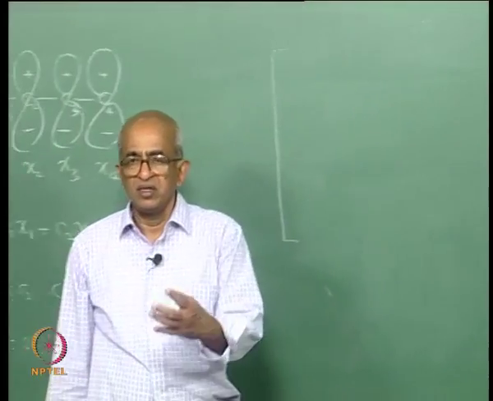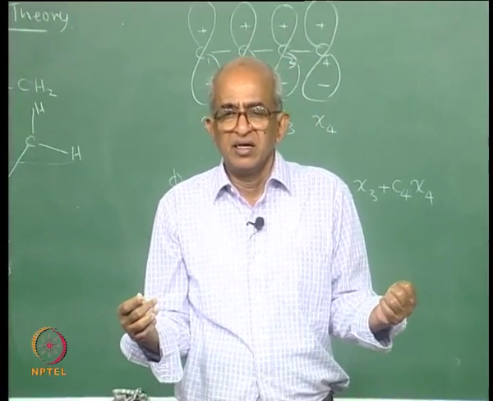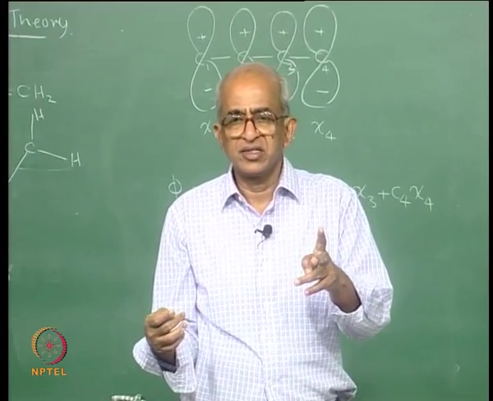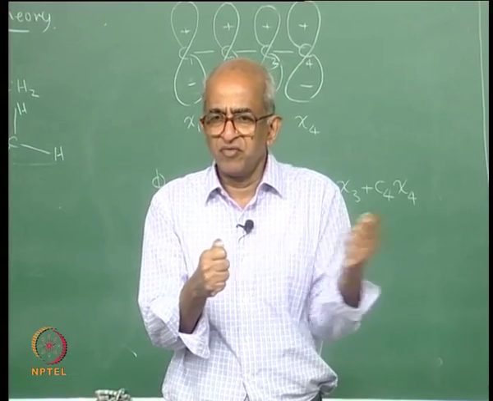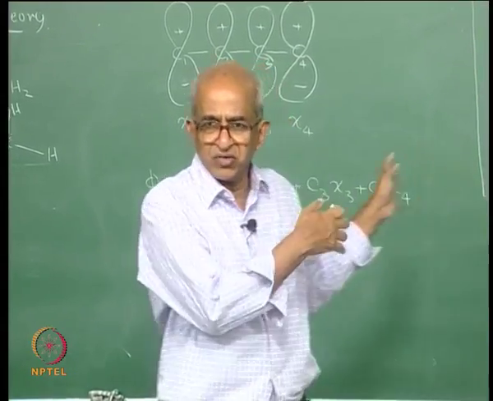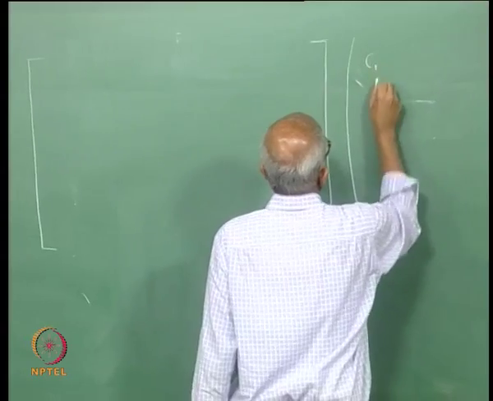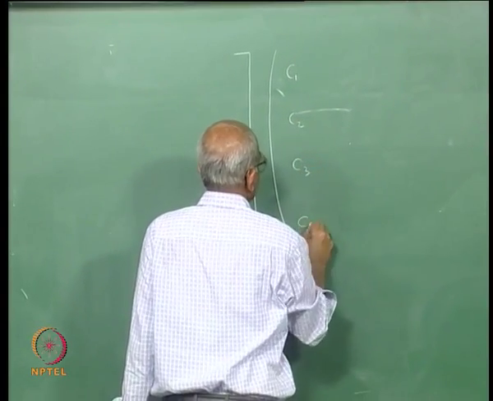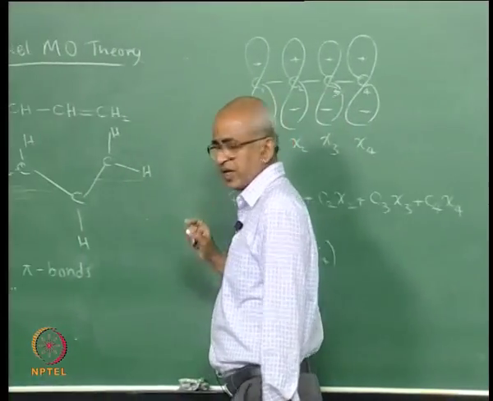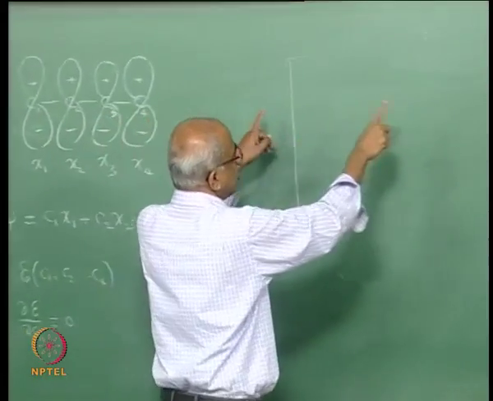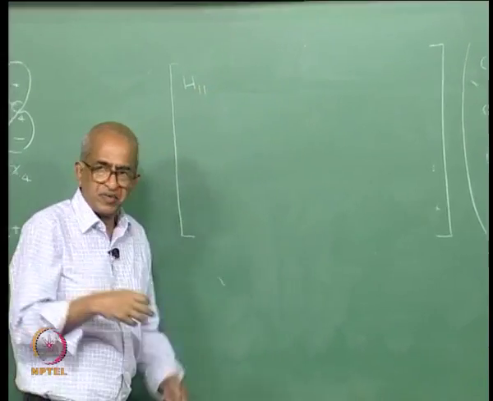The way we wrote this matrix equation, I hope you still remember. In that case, we had only a 2 by 2 matrix, that is because we had only 2 atomic orbitals combining. But now you have 4 atomic orbitals combining, so naturally the matrix equation that one has will involve the C1, C2, C3, C4, these are the contributions of these atomic orbitals to the molecular orbital phi. And what will be the nature of this matrix? Well, we can write by looking at the previous things that we have done.